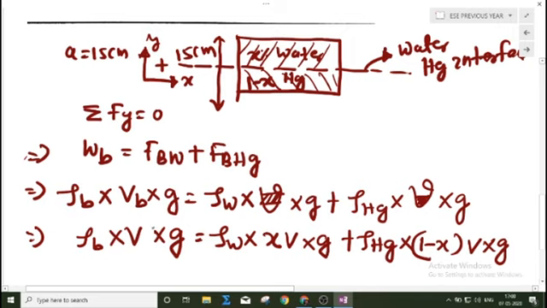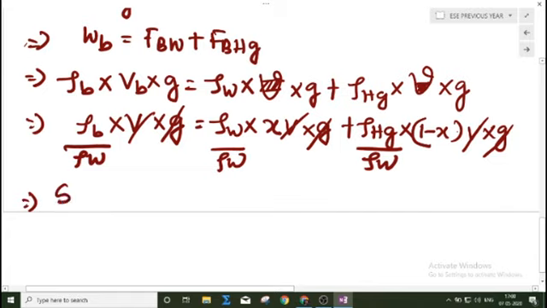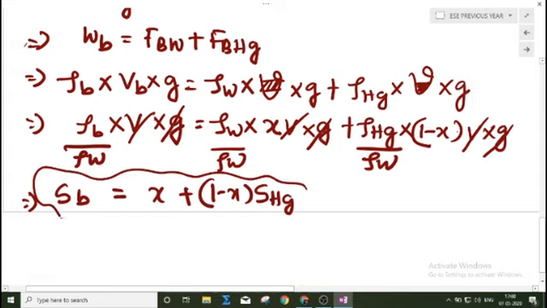Now see, this V g is cancelled, here also the V g are cancelled. Now I divide everything by the density of water, in order to make it specific gravity. So this is nothing but the specific gravity of the metal body, and it will be equal to x plus 1 minus x into the specific gravity of the mercury. Now I have reduced this to a formula. Now put the value, get the answer.